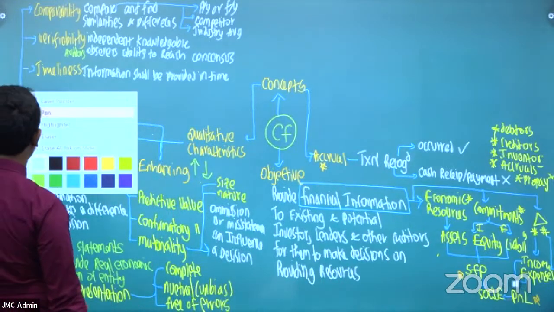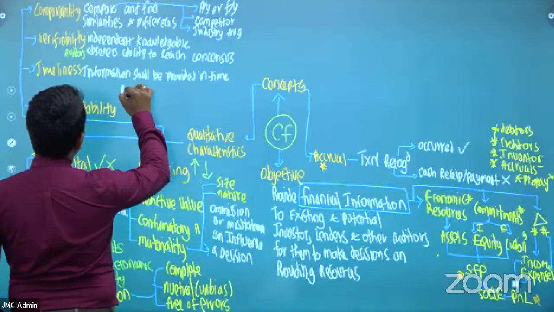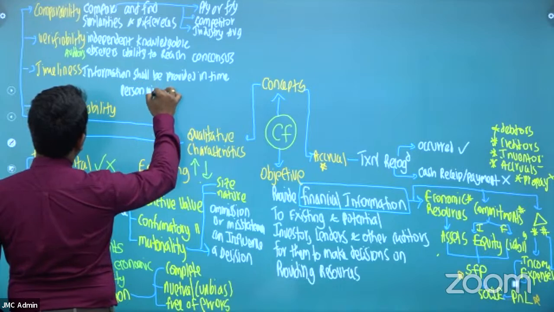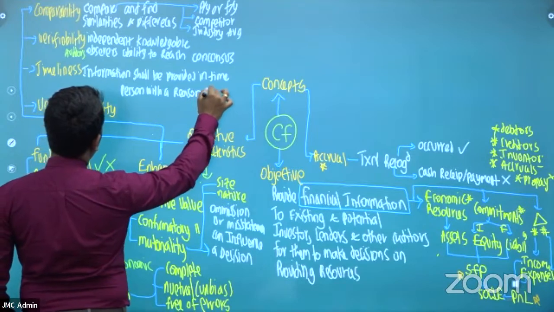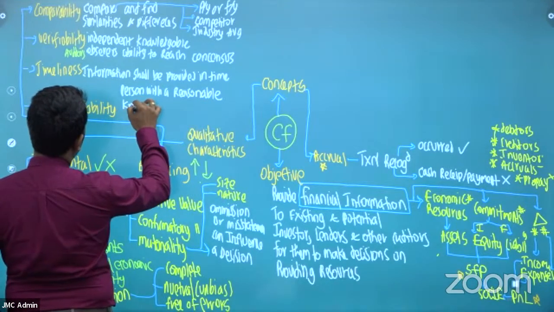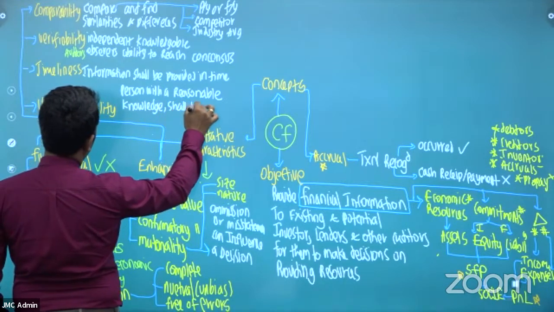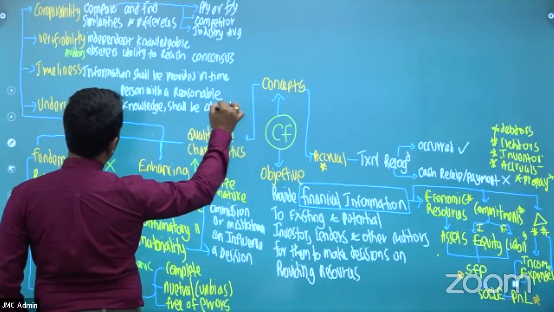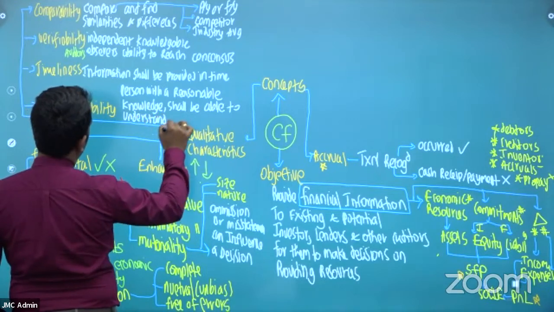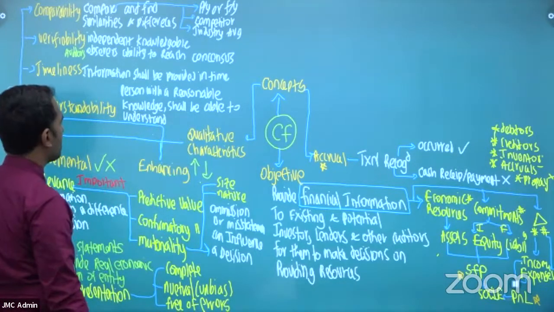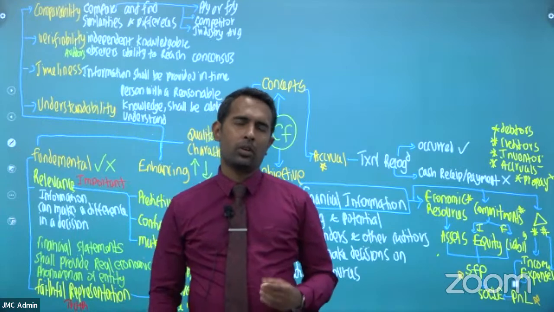Understandability. Understandability means a person with a reasonable knowledge shall be able to understand. So understandability means a person with a reasonable knowledge.